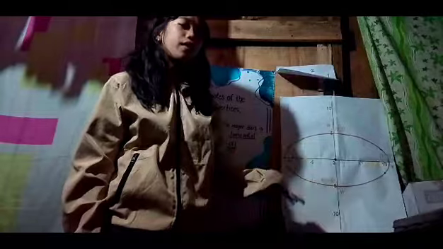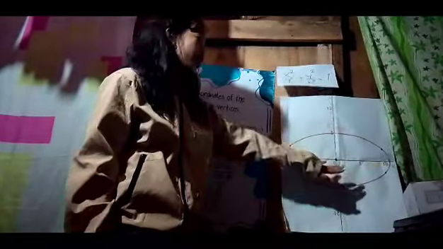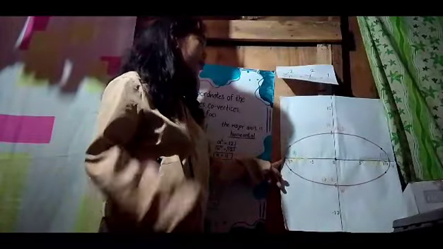Alright. From the center, count 11 units left and right. That's how we got the coordinates. The coordinates of the vertices: negative 11, 0, and 11, 0.